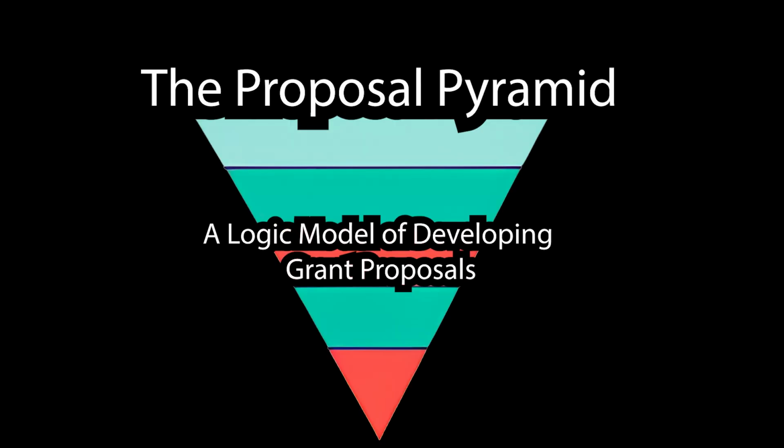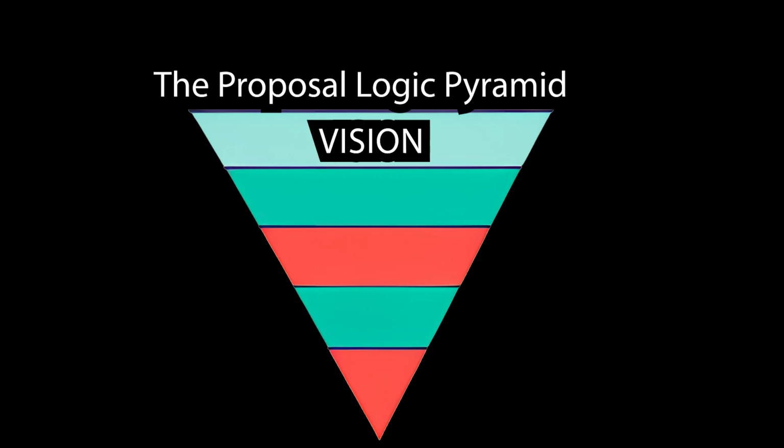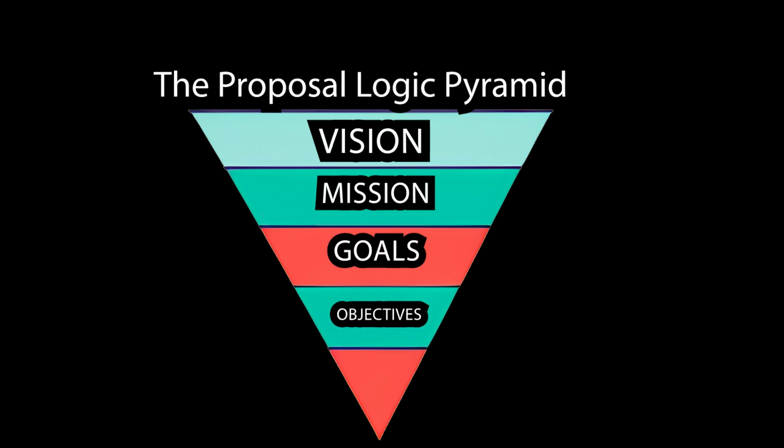The next step is to put our problem and the need into this upside-down pyramid. This pyramid represents our specific program operating to meet this broad vision. Vision, mission, goals to meet the mission, objectives to meet each goal, and activities to meet each objective.